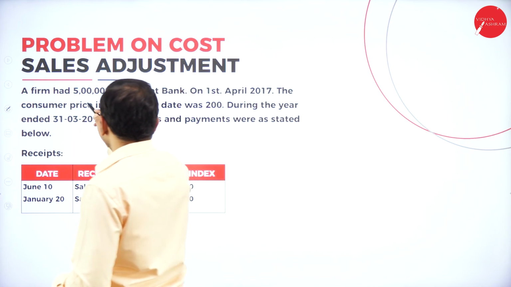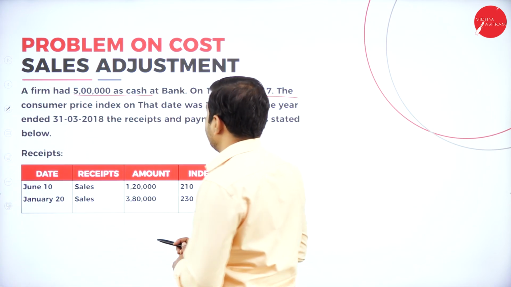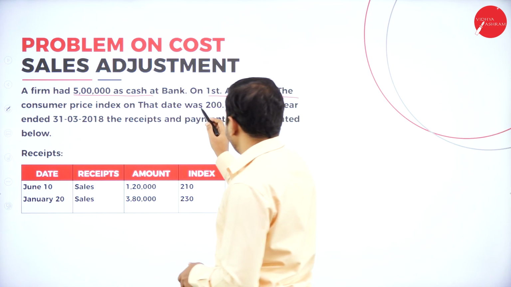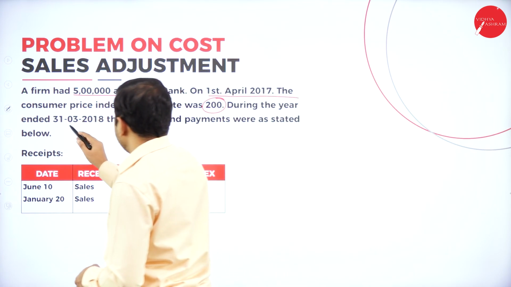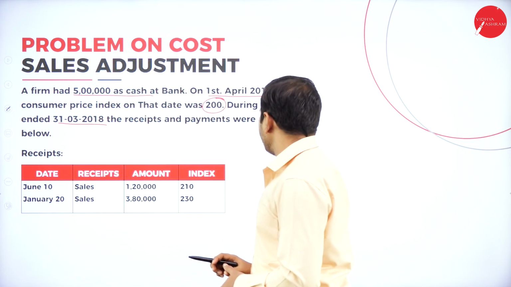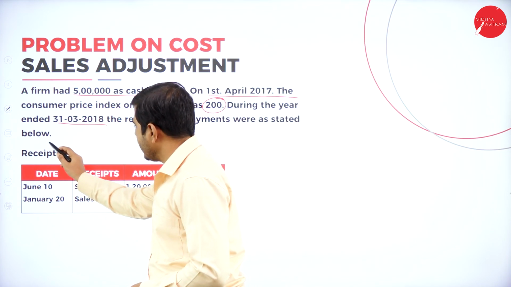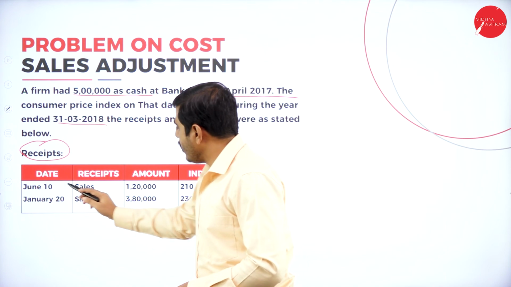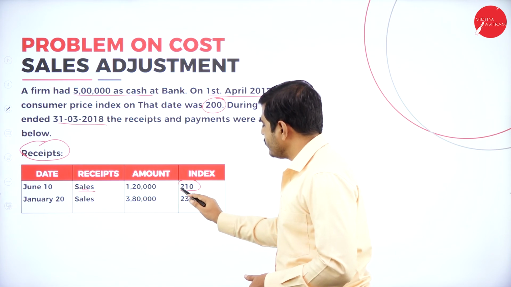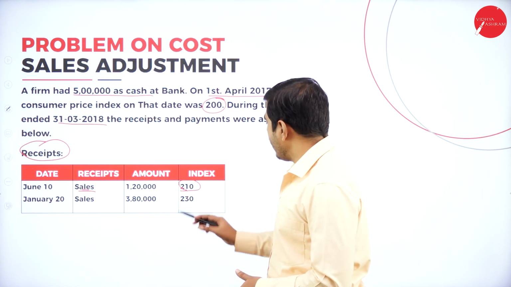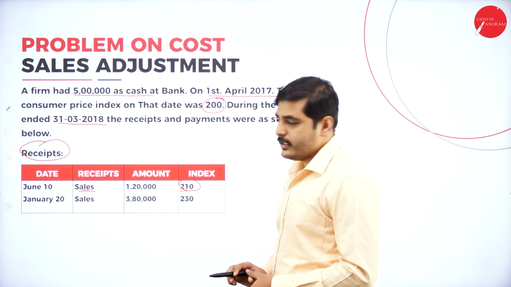The firm had 5 lakh rupees as cash at bank on 1st April 2017. The consumer price index on that date was 200 rupees. During the year ended 31st March 2018, the receipts and payments account were as stated below. On sales, so these are the receipts. Receipt means cash received. So on June 10, because of sale, we have received 1,20,000. The index while receiving the amount is 210 rupees. This is the inflation index.